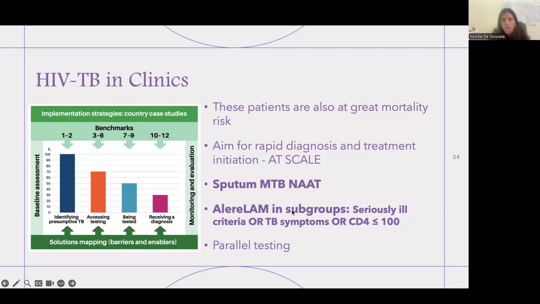And then just to highlight in one quick sentence that there's a push towards parallel testing for patients, particularly in HIV-TB. What this means is that we're not going to aim to do a LAM and then think about whether to still do a sputum. The WHO wants us to be doing both at the same time. So concurrent parallel testing of both LAM and sputum, and that's applicable to both inpatients and outpatients.